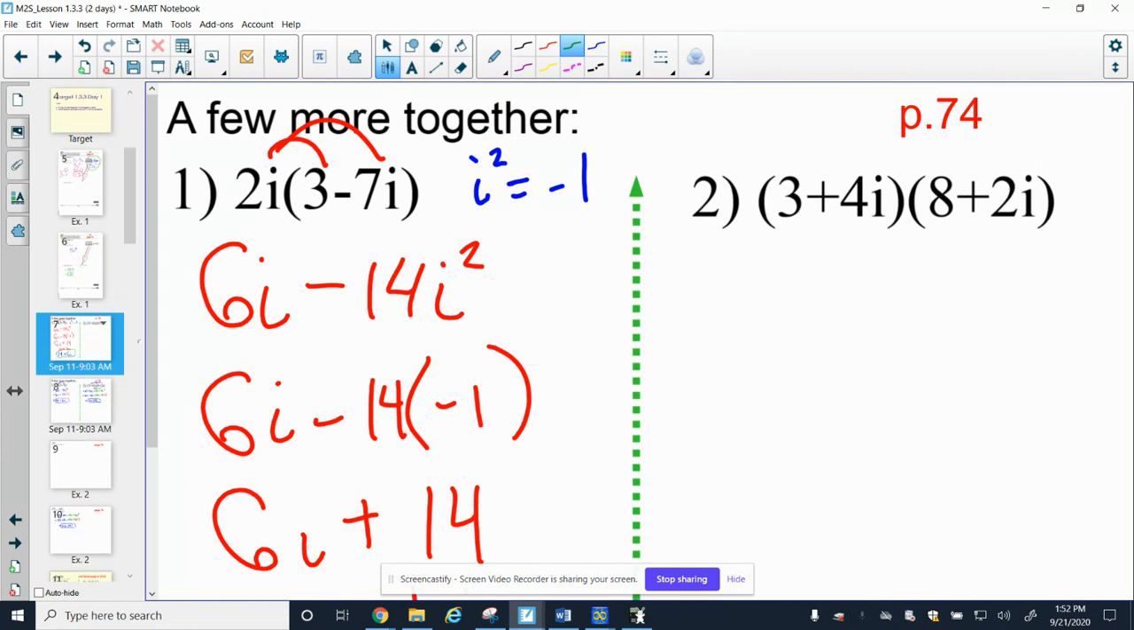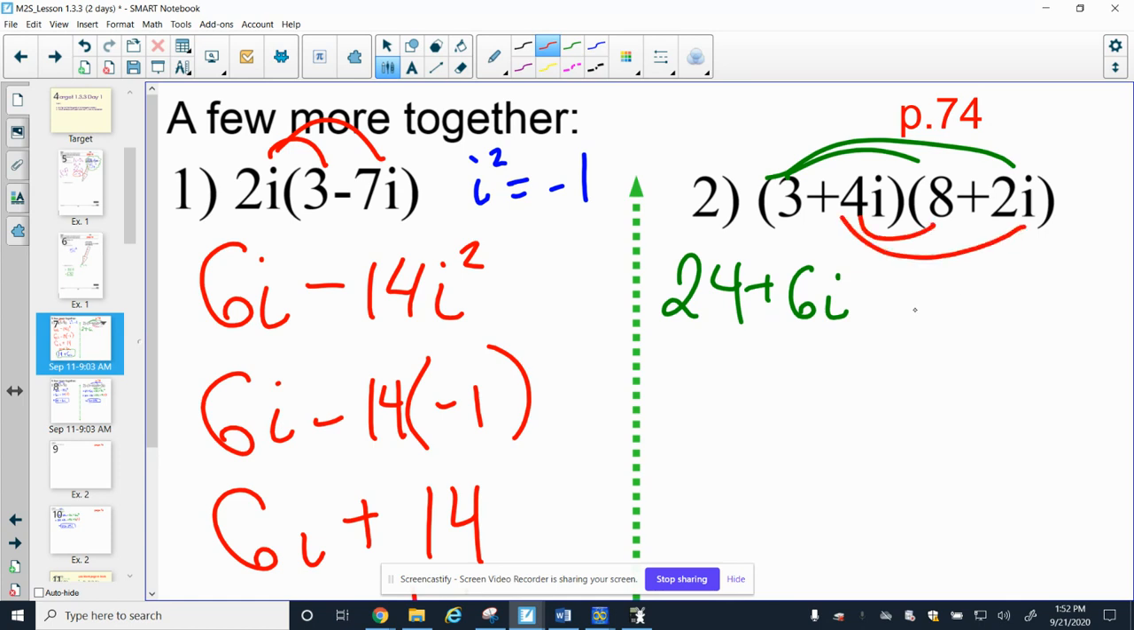Okay, so we look at 2. Now we're double distributing. Thinking back to what we did earlier in the year with double distributing, we're going to multiply this 3 to both. So we do 3 times 8, 24. 3 times 2i, plus 6i. Then we would multiply the 4i to both. 4i times 8, plus 32i. 4i times 2i, well, that'd be plus 8i squared.